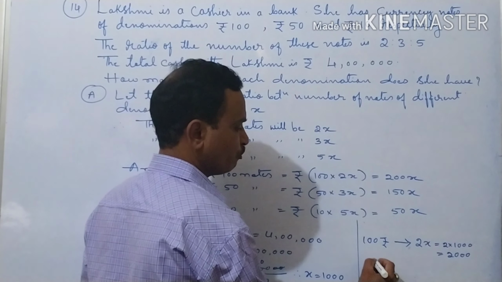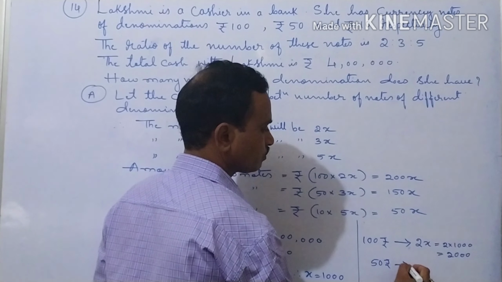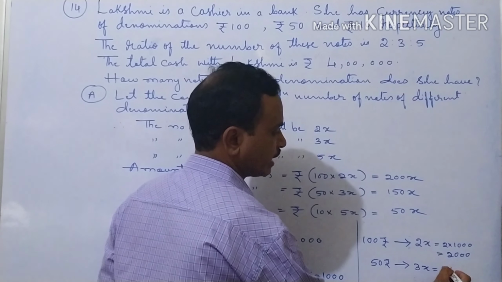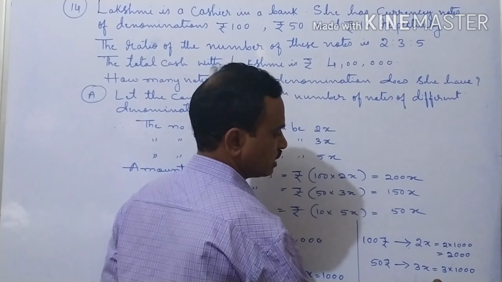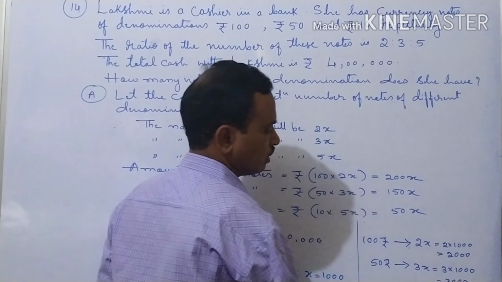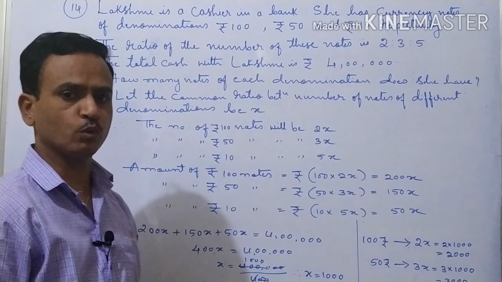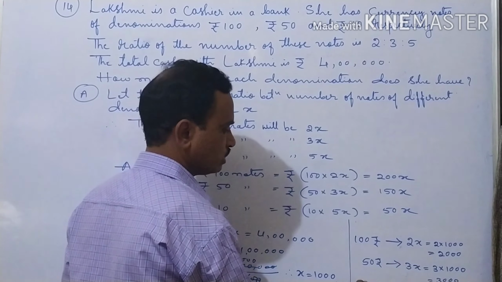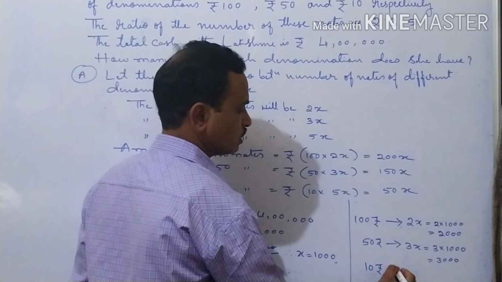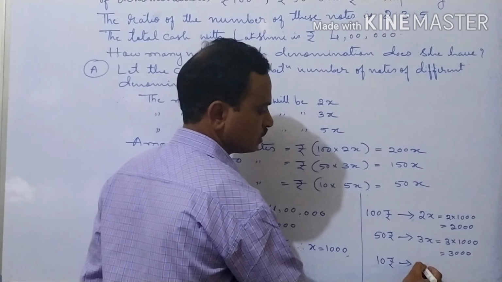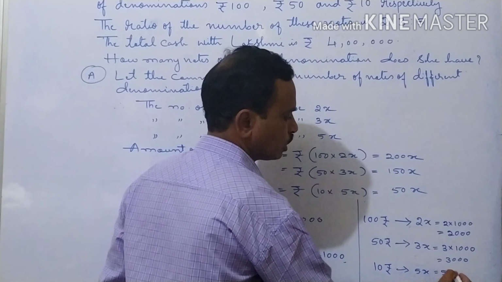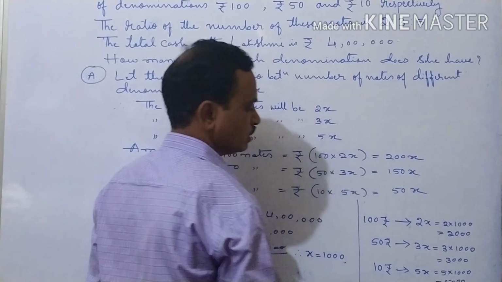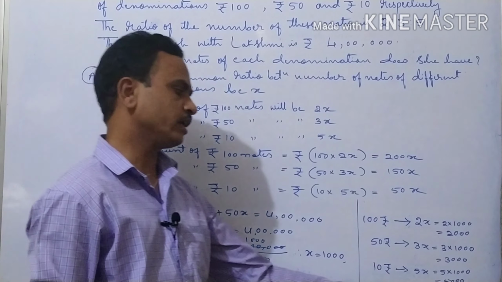Similarly, how many 50 rupees notes are there? Here 3x, so 3 into the x value 1000 is equal to 3000. That means there are 3000 notes of 50 rupees. Now similarly, how many 10 rupees notes are there? Here 5x, so 5 into 1000 is equal to 5000. So there are 5000 notes of 10 rupees.